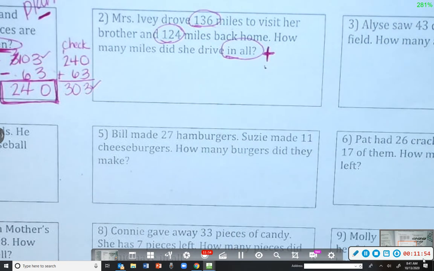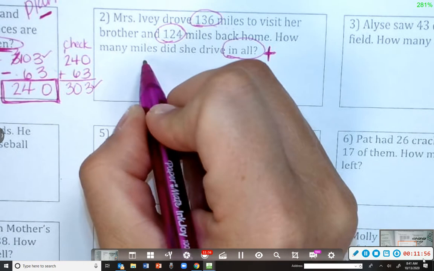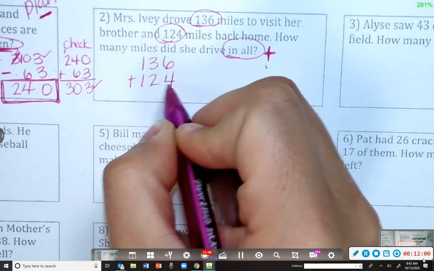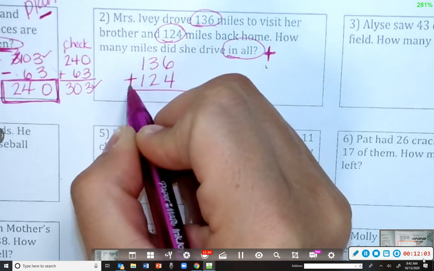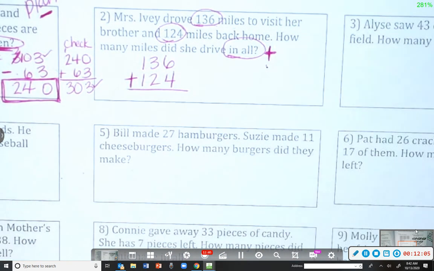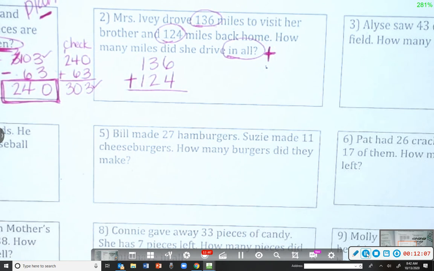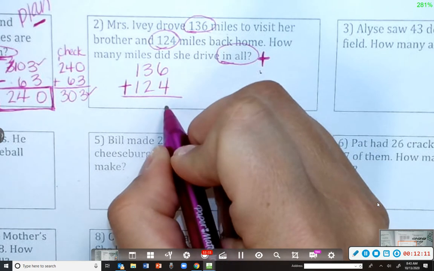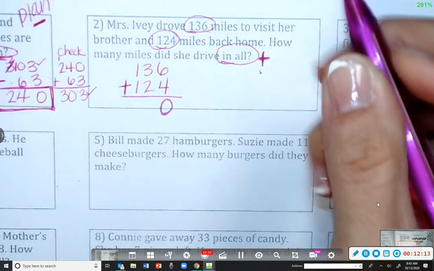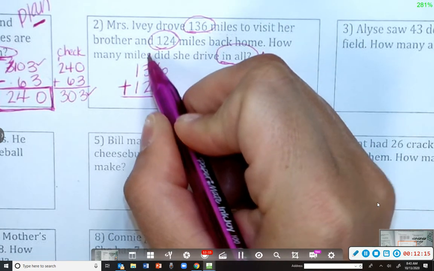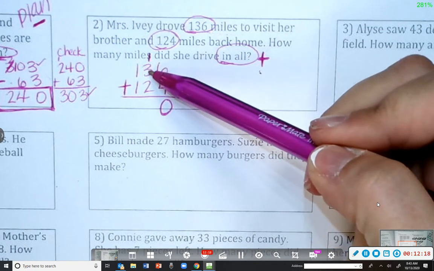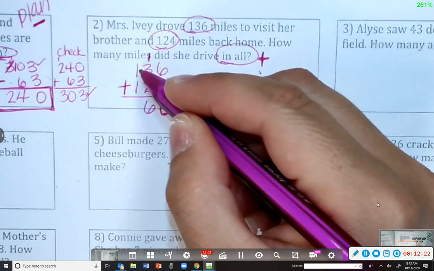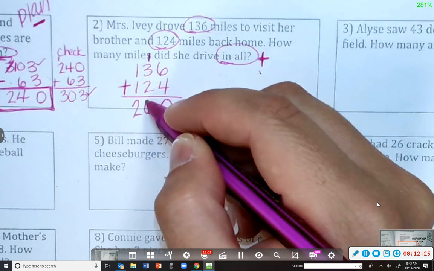Okay. Now we can start answering. 136 plus 124. Okay. I'll let y'all add those up. Alright, let's see what we got. 6 plus 4 is 10. So that means we need to carry a 1. 1 plus 3 is 4. 4 plus 2 is 6. 1 plus 1 is 2. 260.